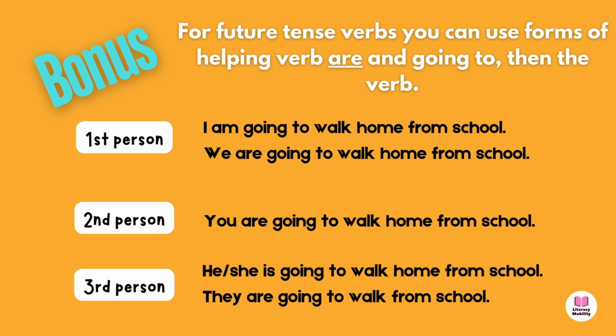Here's another bonus. For future tense verbs, you can use forms of helping verb are and going to, then the verb. For first person, I am going to walk home from school. We are going to walk home from school. Second person, you are going to walk home from school. Third person, he or she is going to walk home from school. Or they are going to walk home from school.